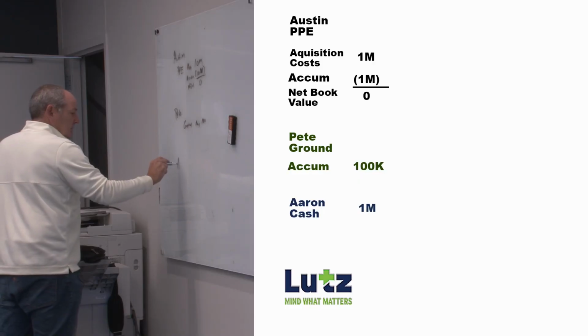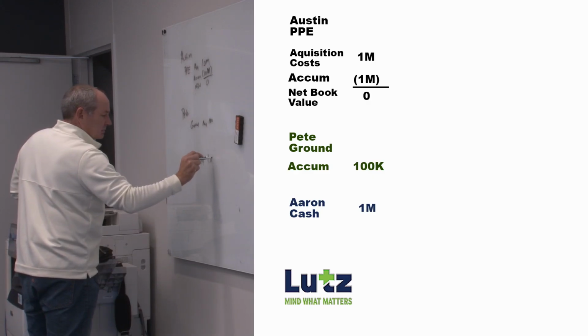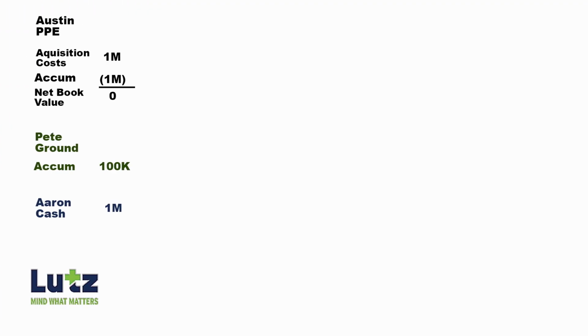And we have Aaron, cash of $1 million. And we're going to contribute all these assets. I'm contributing my ground, Austin's contributing his PP&E, and Aaron's contributing his cash for $1 million. Okay, so step one says what up there? Determine the property contributed. We've done that. What's step two say? Determine the fair market value of the property being contributed.